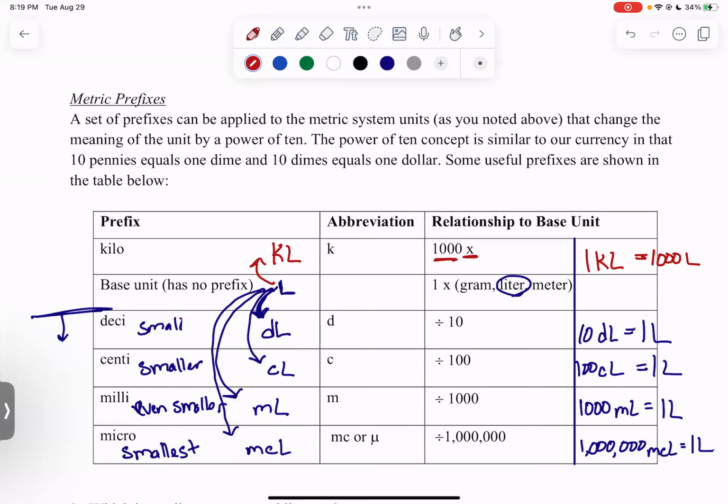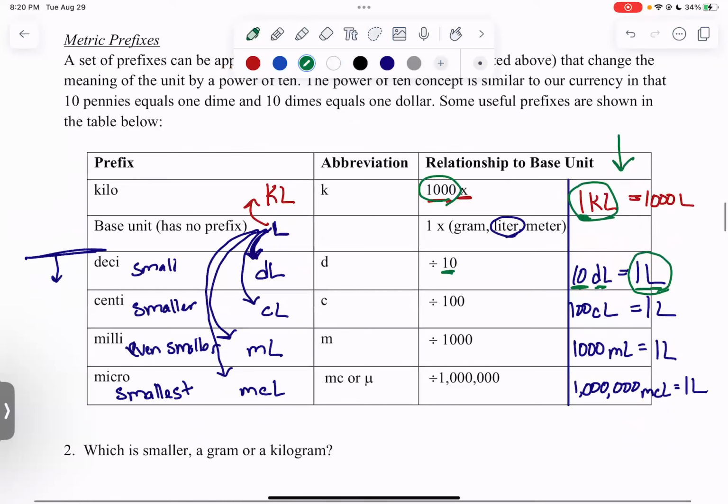So what do you notice about every single one of these relationships we did in this column here? If you look at the equivalents, what's bigger, a kiloliter or a liter? My kiloliter is bigger. The bigger value is going to get the 1. The smaller value is going to get whatever's here, okay? And it works for all of them. So let's do it again for the next one. Deciliter and liter, which one is bigger? A liter is bigger than a deciliter, so the 10 goes to the smaller unit.